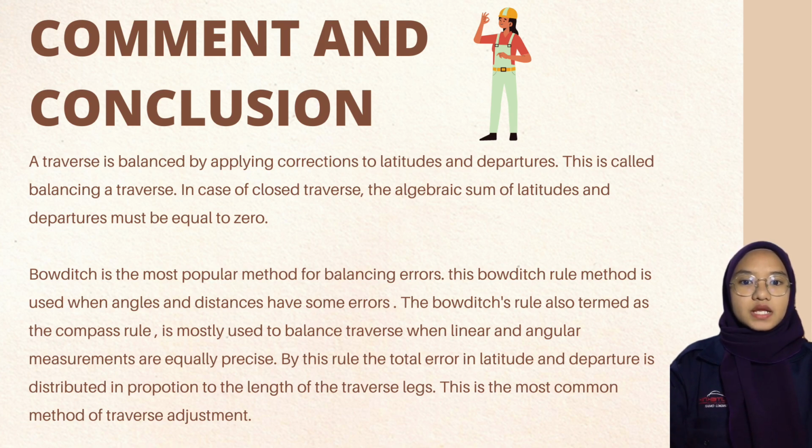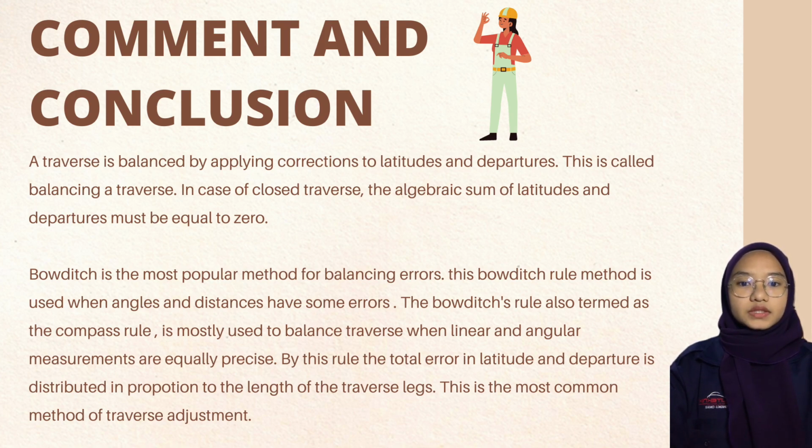I would like to continue our presentation to present the comment and conclusion. A traverse is balanced by applying corrections to latitudes and departures. This is called balancing a traverse. In the case of a closed traverse, the algebraic sum of latitudes and departures must be equal to 0. Next, Bowditch's rule is the most popular method for balancing errors.